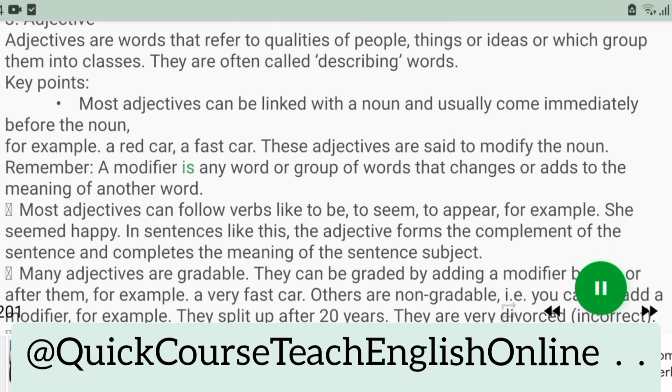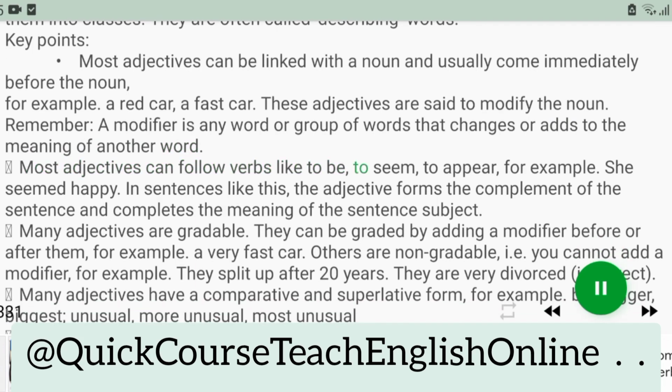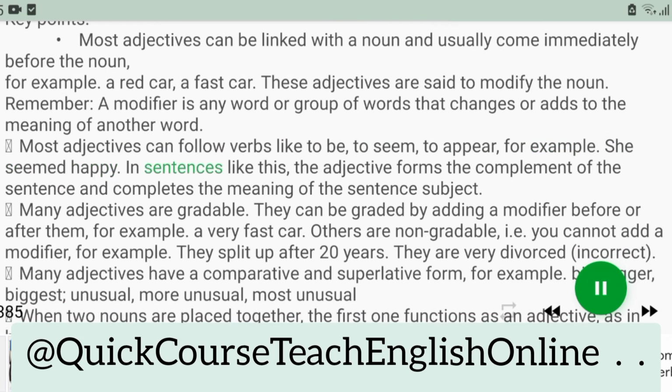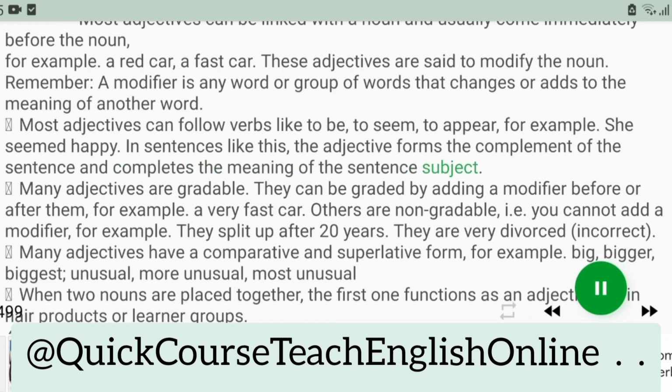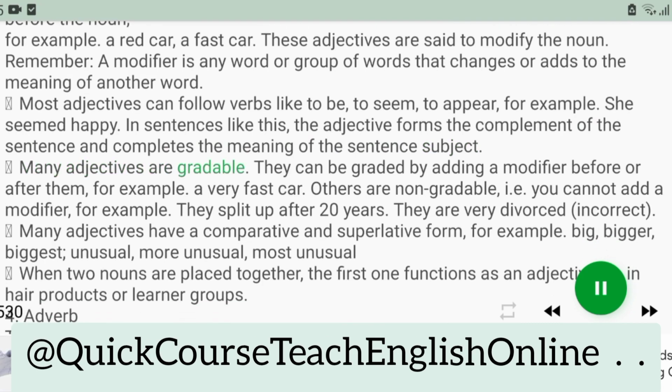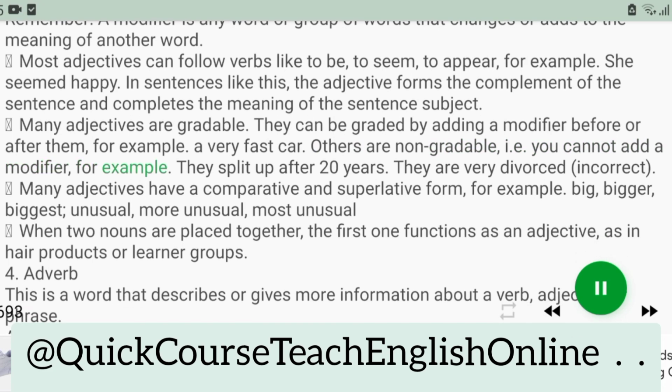Remember, a modifier is any word or group of words that changes or adds to the meaning of another word. Most adjectives can follow verbs like to be, to seem, to appear, for example, she seemed happy. In sentences like this, the adjective forms the complement of the sentence and completes the meaning of the sentence subject. Many adjectives are gradable. They can be graded by adding a modifier before or after them, for example, a very fast car. Others are non-gradable, i.e. you cannot add a modifier, for example, they split up after 20 years. They are very divorced, incorrect.